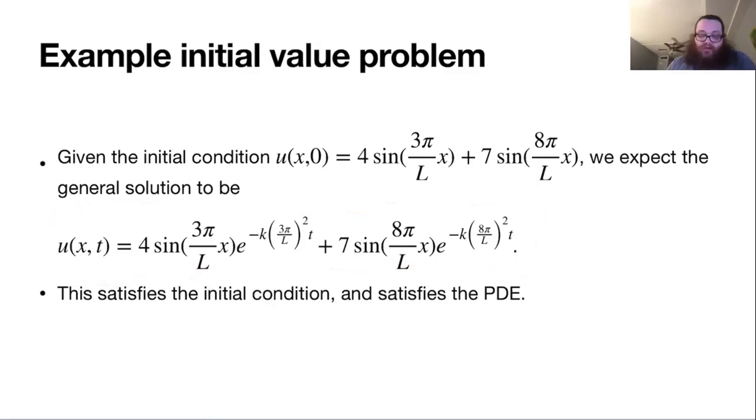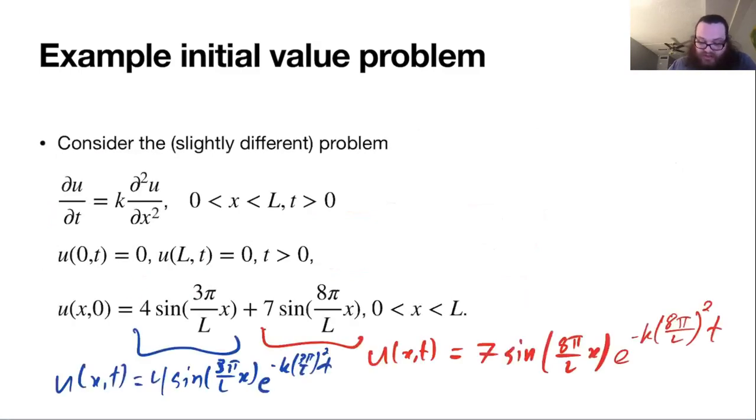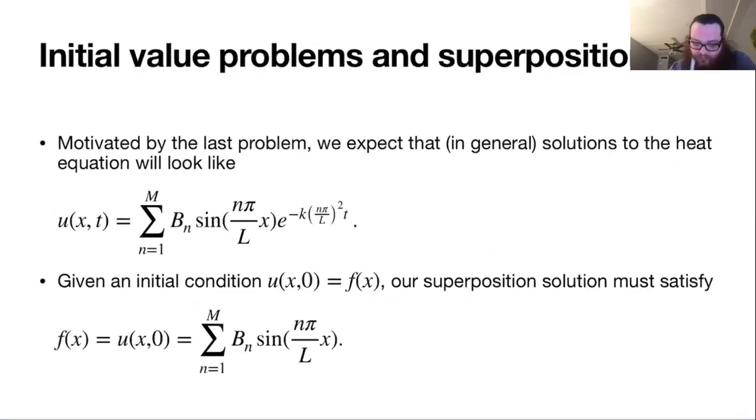Okay, so what this is suggesting is, what if our initial conditions aren't this super nice sum of basic sine functions? How do we start dealing with initial conditions that we might see in the wild? Motivated by this problem, we're going to hope that in general, we can construct solutions by just adding up a bunch of these basic product solutions.